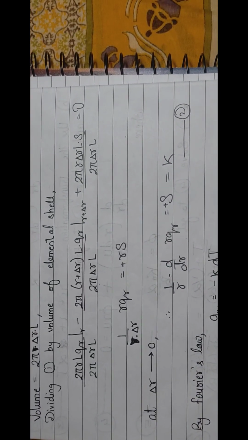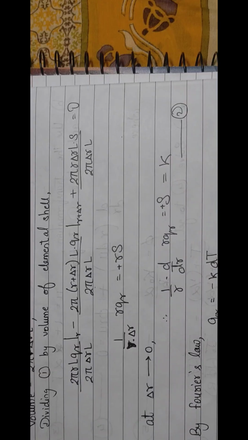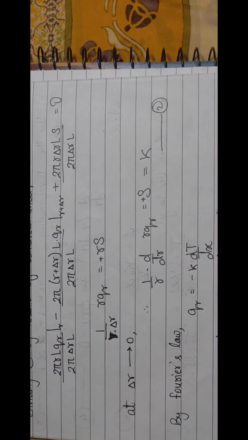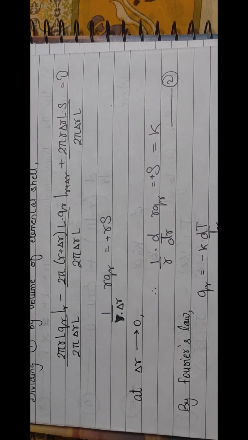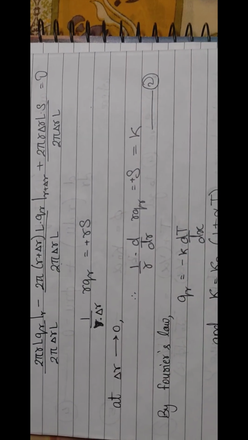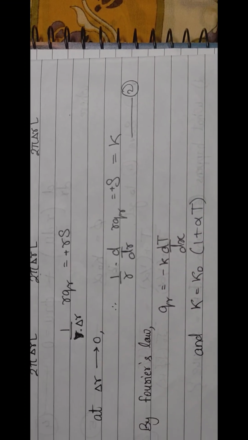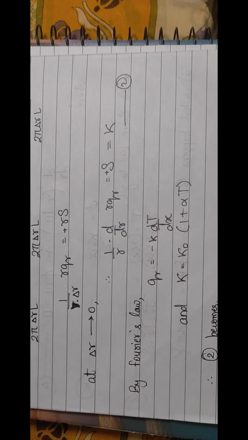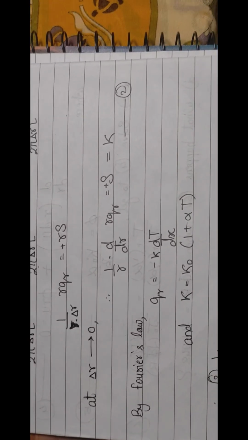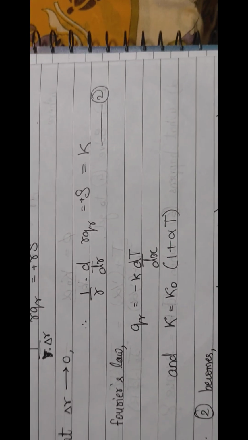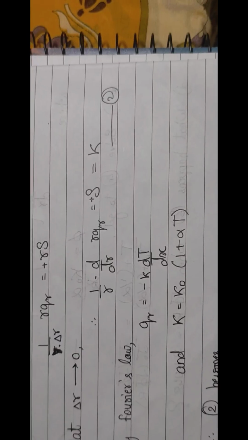Dividing equation 1 by the volume of the elemental shell, we get the next equation, and upon cancelling out the common terms, we get the next equation, which is 1 by delta R into RQR plus RS is equal to RS. And when we assume that delta R tends to 0, our equation becomes a differential equation, 1 by R d by dr RQR is equal to S, which is equal to K.